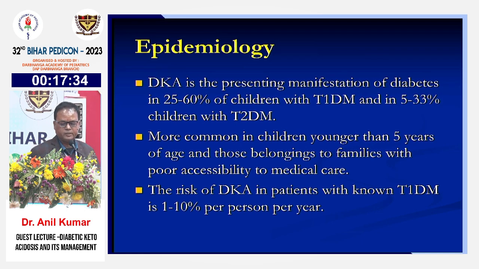It is more common in children younger than 5 years of age and those belonging to families with poor accessibility to medical care, because in type 1 diabetes mellitus patients, there is regular insulin therapy. If the patient's socioeconomic status is very poor, then they will not have access to medical care, because they have to go through continuous medical care. The risk of DKA in patients with known type 1 diabetes mellitus is 1 to 10 per person per year.